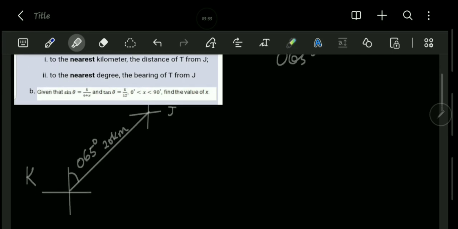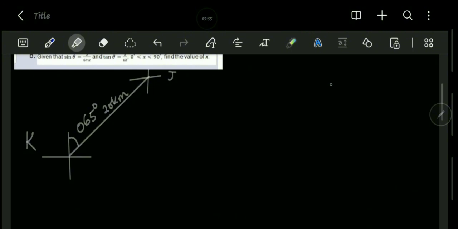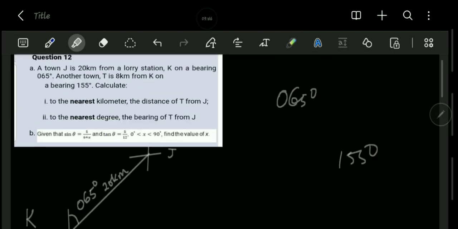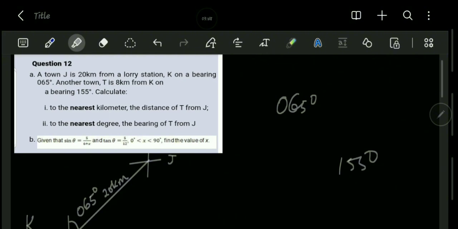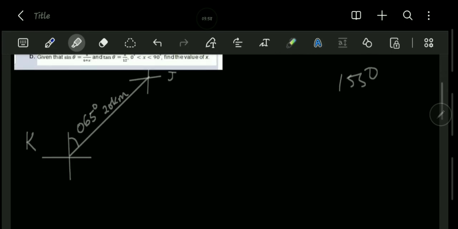You all will agree with me that 155 degrees is going to be in the second quadrant. So if this is 90, I'm going to find 155 here. So it's going to be somewhere in this location. But I'm going to take note of something. They said the distance is 8 kilometers, so the line I'm going to draw is going to be a bit shorter than these 20 kilometers here. So I'm going to have something of this sort.